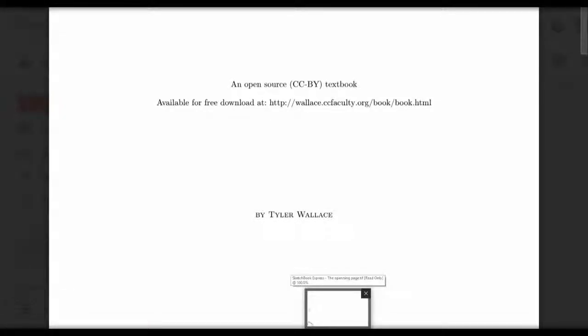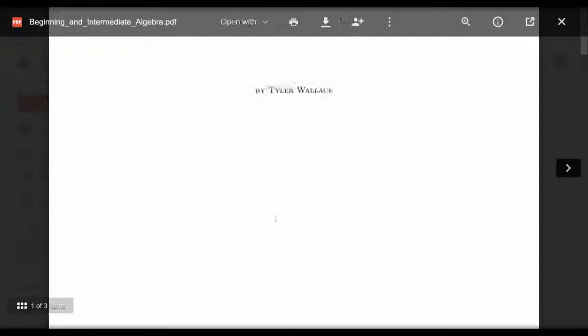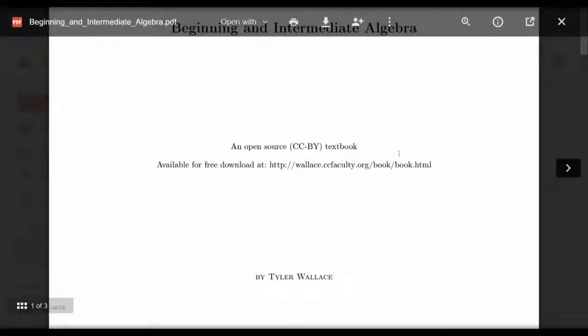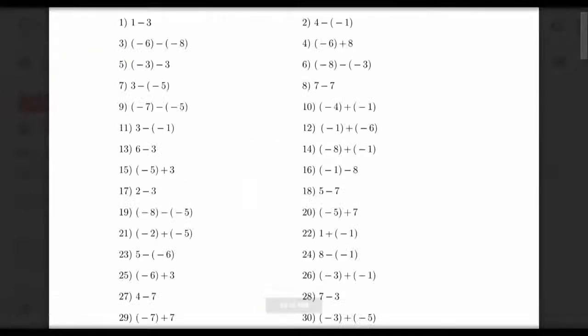Okay, so this is questions 15 and on of 0.1 integers of this book right here. It's a free download at this address right here. All right, and we are going to continue right now. So let's get to it.